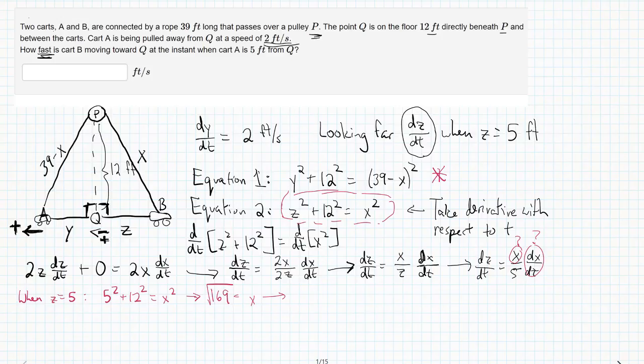So now we have the square root of 169, so x equals 13, right? So that means dz dt, as of right now, we have 13 over 5, right? And then times dx dt.